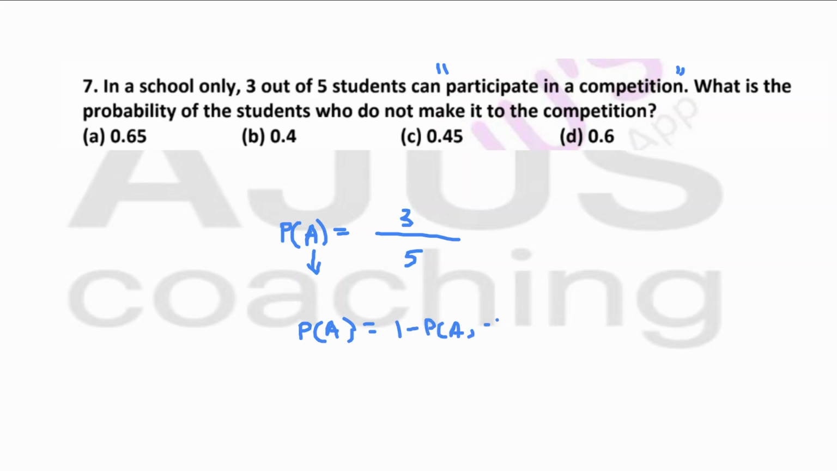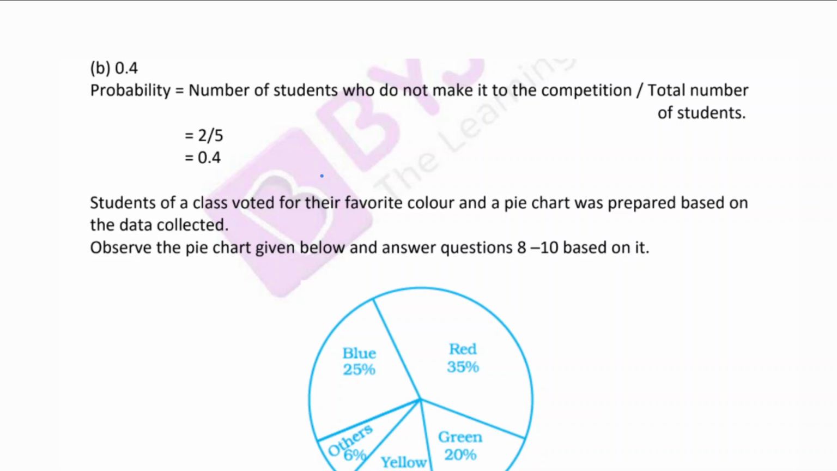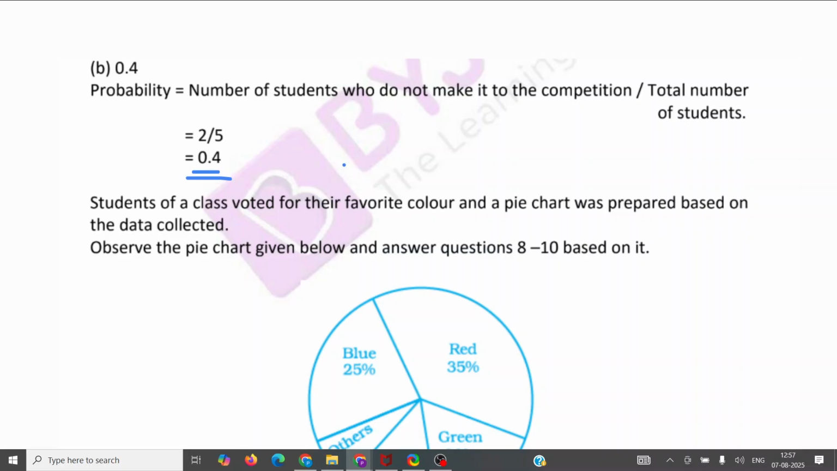1 minus P of A is equal to 1 minus 3 by 5, which is equal to 5 minus 3, that is 2 by 5. So 2 by 5 is 0.4. Okay, 0.4 is the correct answer. Now please correct your solution. Pause. Resume.